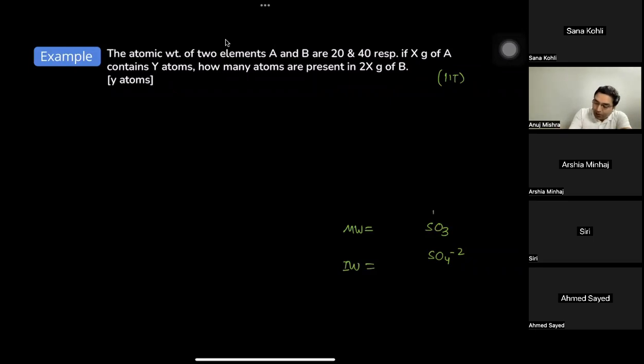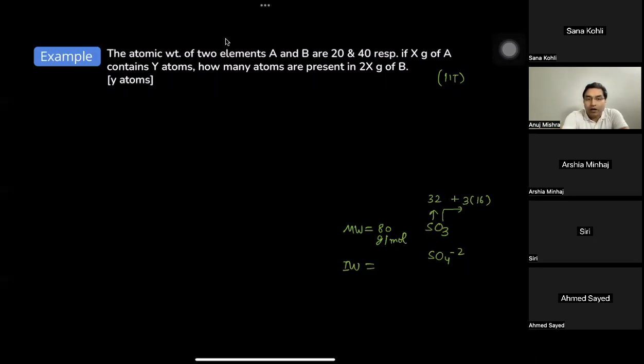This is 32. This is 3 times 16. So total is how much? 80 gram per mole. Always use the units. And good thing, I can see that many students are writing units. That shows that you are understanding the value of units.